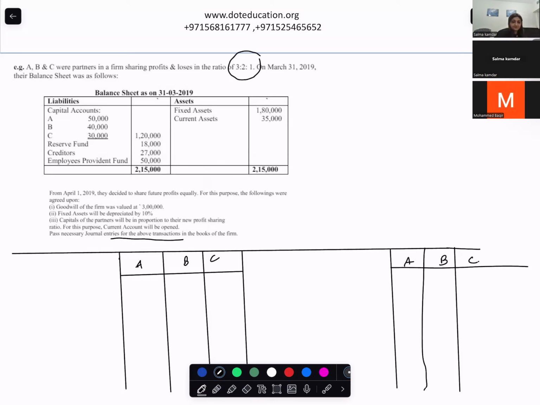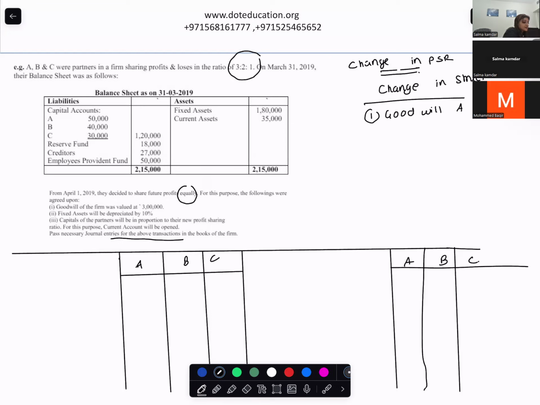Are you with me? And in the future, they decide to share profit and losses how? Equally. So there is a change in the profit sharing ratio. In that case, there is a change in structure. If there is a change in structure, you have to do goodwill adjustments.